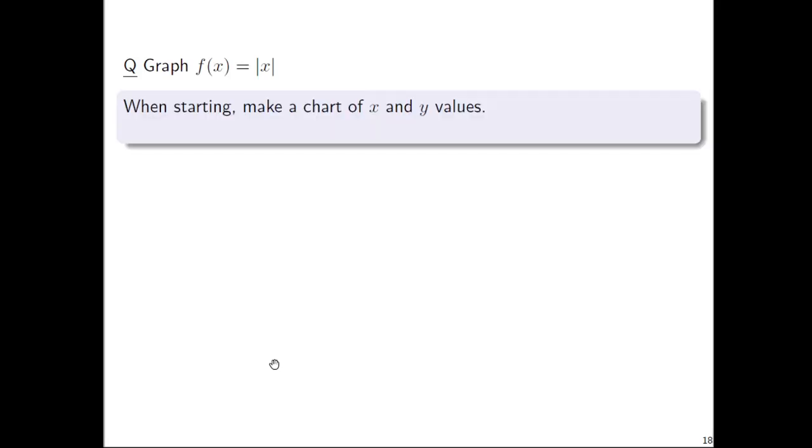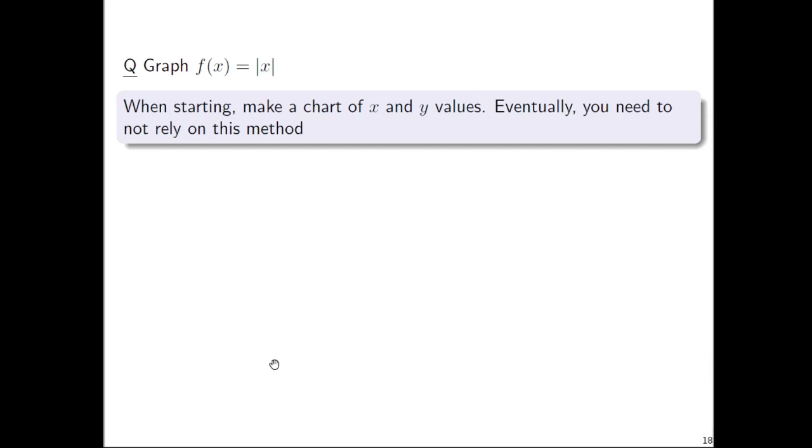Let's graph f of x equals absolute value of x. Now, if this is new, if you have not graphed this before or it's been a while, then you make a chart of x and y values. But eventually, you have to rely on something else. You have to graph this one enough so that you're bored of making this chart of x and y values. You cannot rely on this alone. This cannot be the only trick in your bag.